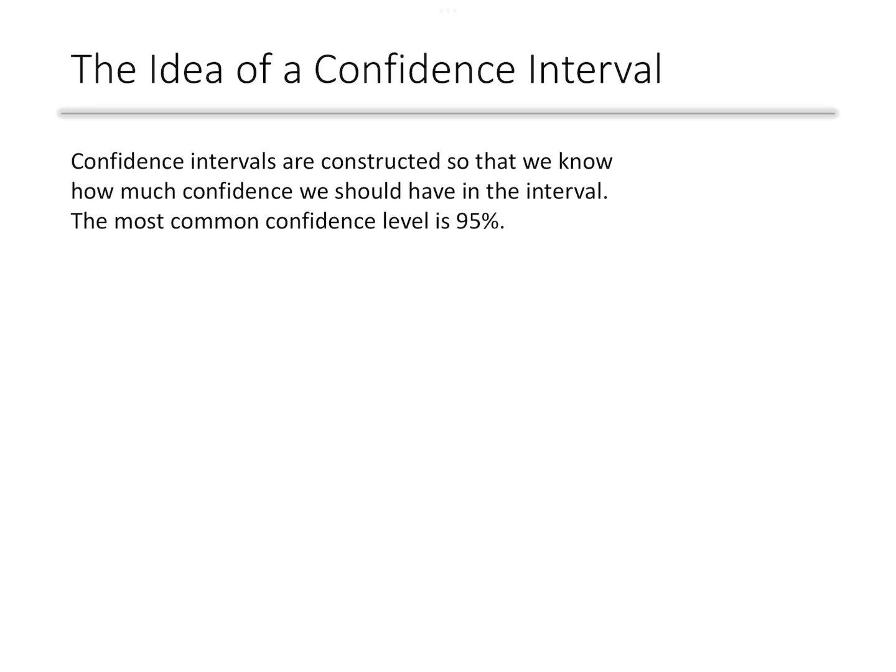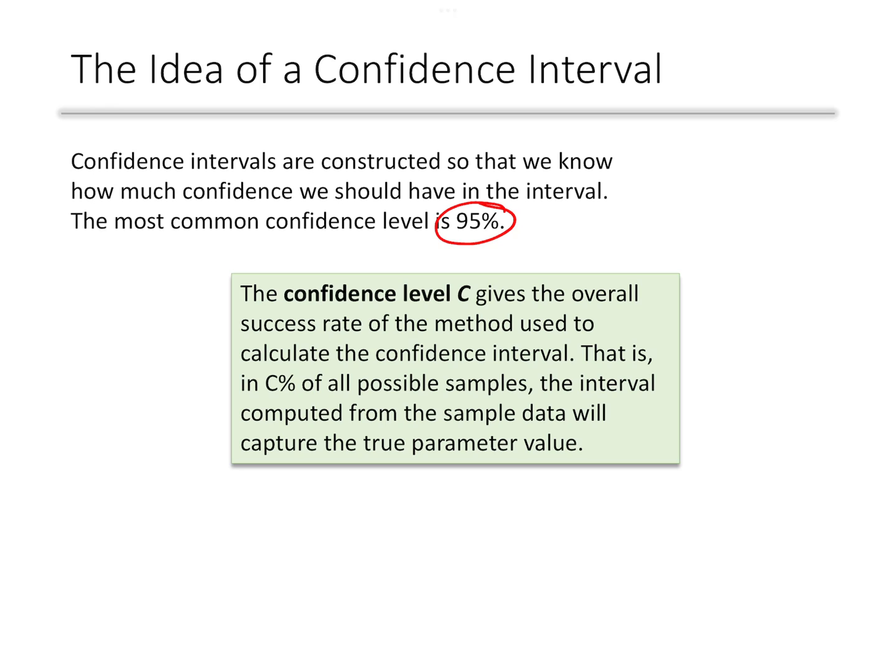Confidence intervals are constructed so that we know how much confidence we have in the interval. The most common confidence interval is a 95% confidence interval. You'll see that a lot. But it could be a 98% confidence interval. It could be a 90% confidence. It could be an 80. There are all sorts of different percents that we could use.